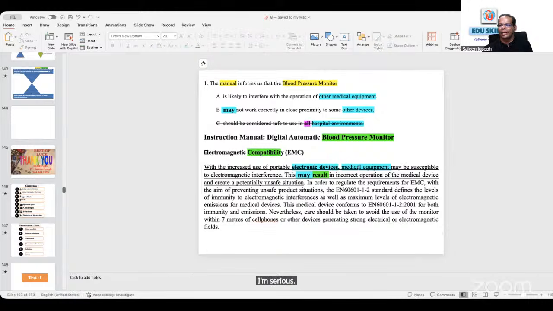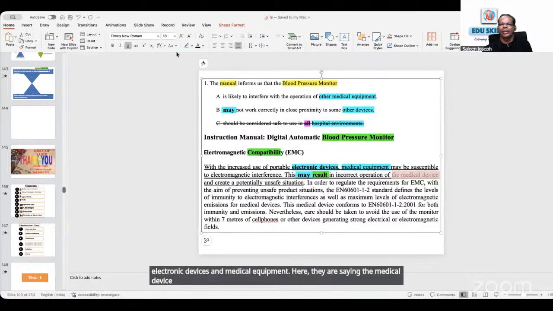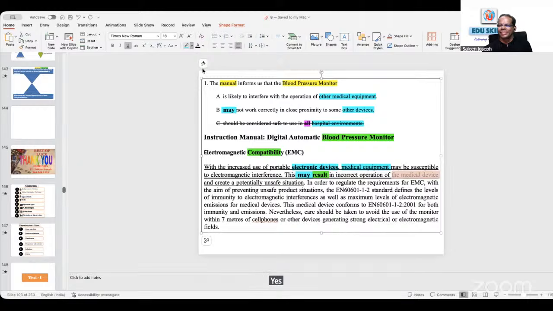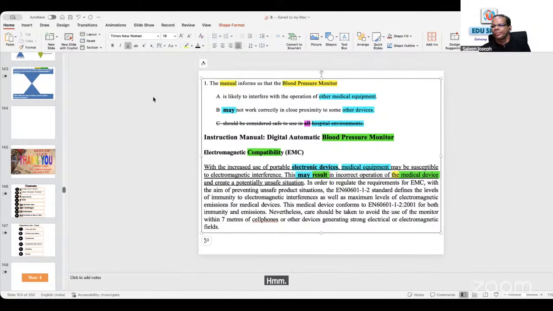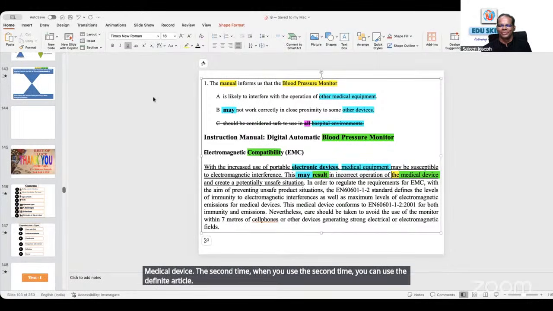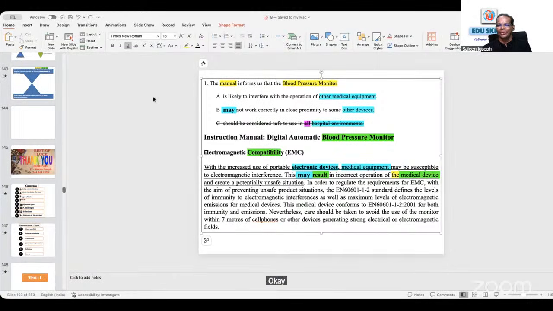Electronic devices and medical equipment. Here they are saying the medical device. What is the importance of the? The definite article refers to the blood pressure monitor. The heading is stated only once; when you repeat it, you can say the medical device. The second time, you can use the definite article. Do you have anything about hospital environment here? No.